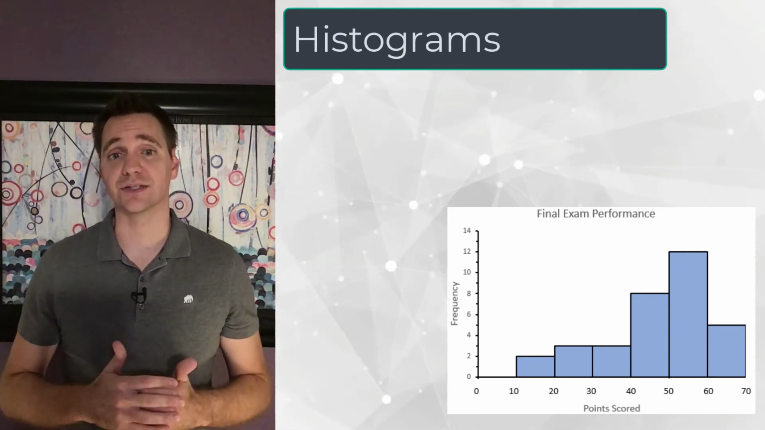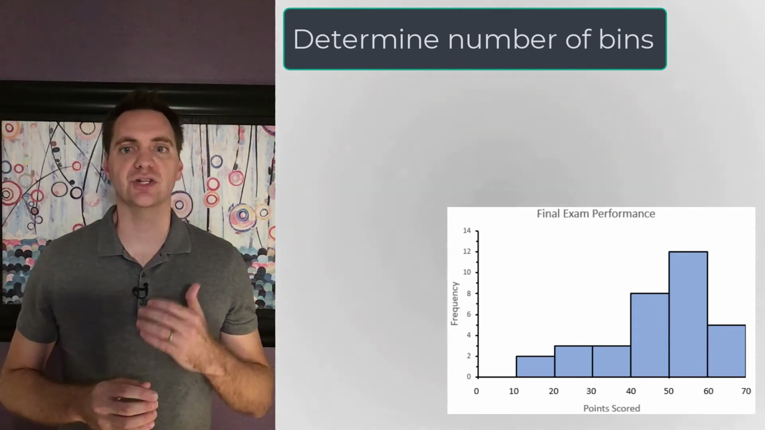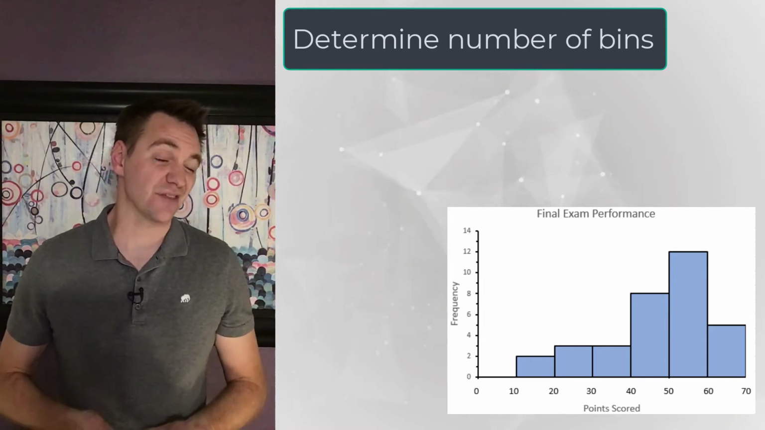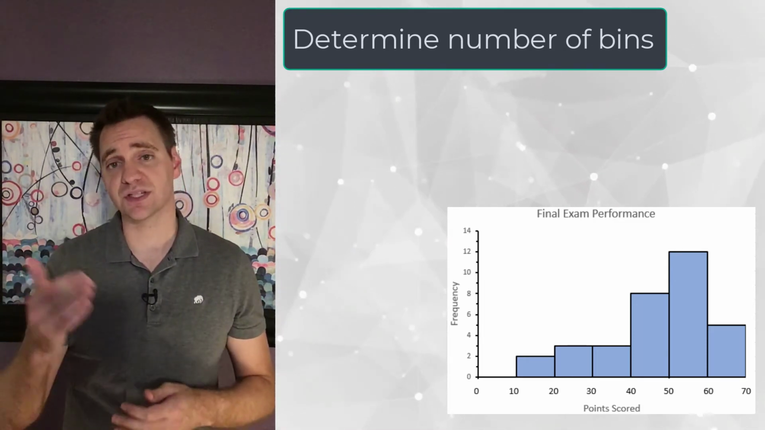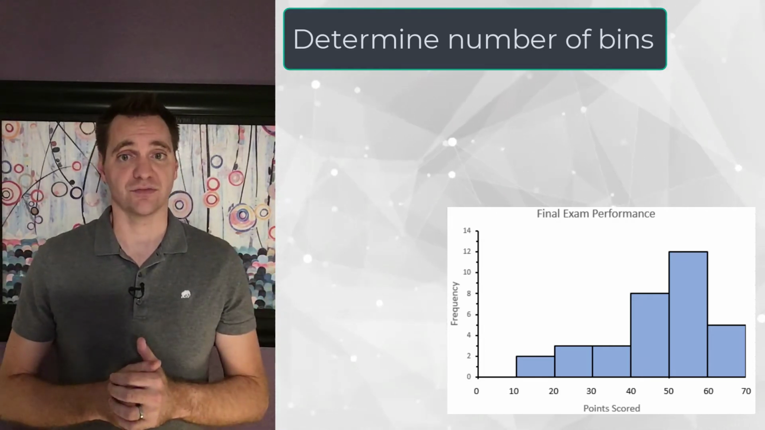So how do you make a histogram? First, choose equal bin widths by dividing your range into a reasonable number of bins. In my example, my tests were out of 70 points. I wanted to separate them by groups of 10 points. So I took 70 points and divided by 10 points in each group, and I have 7 bars.